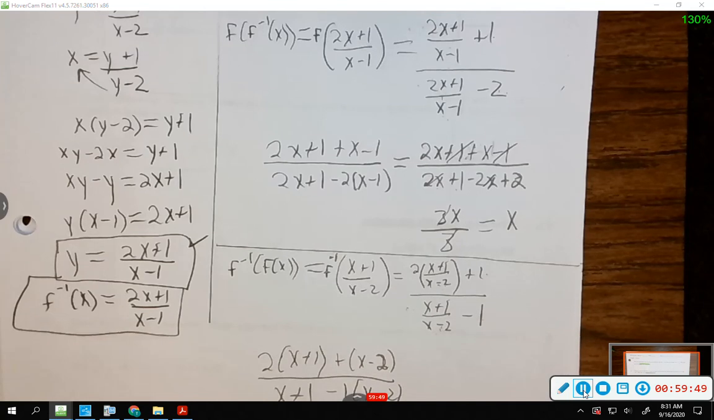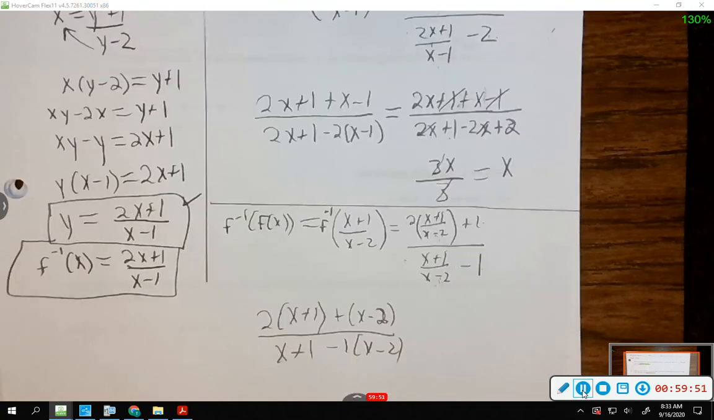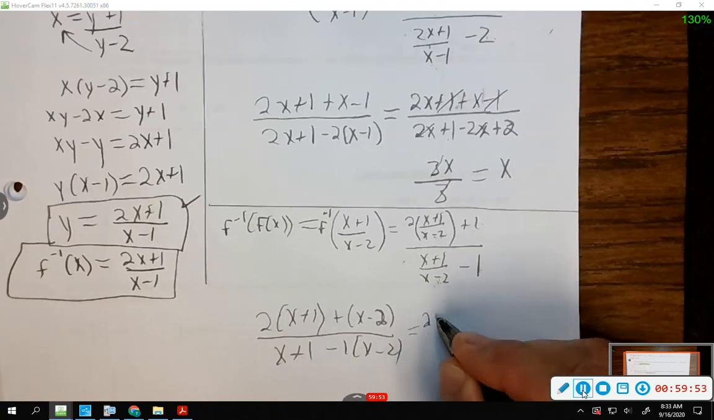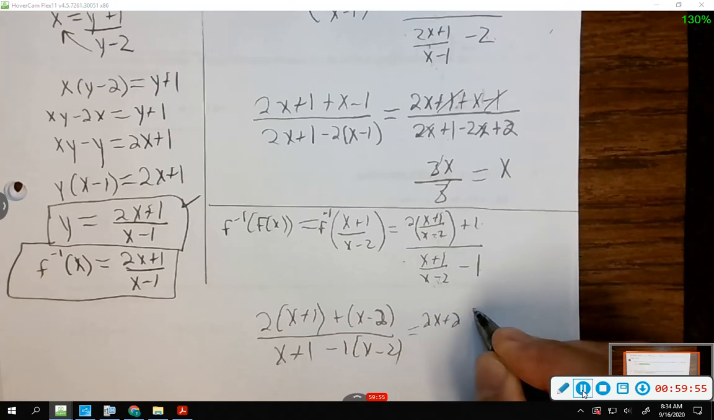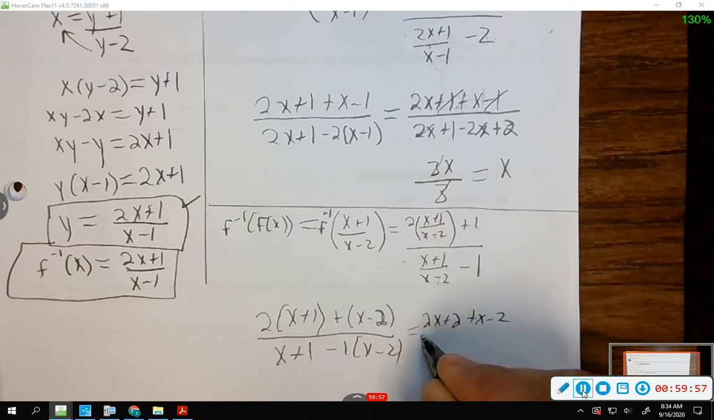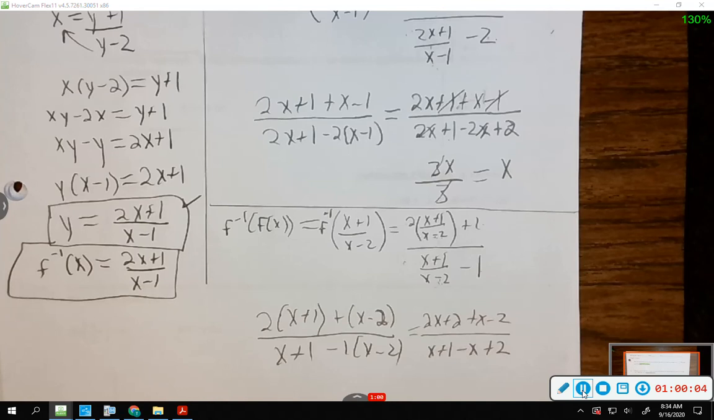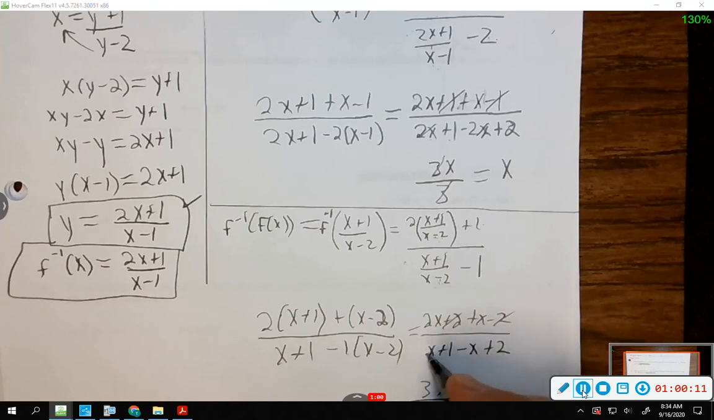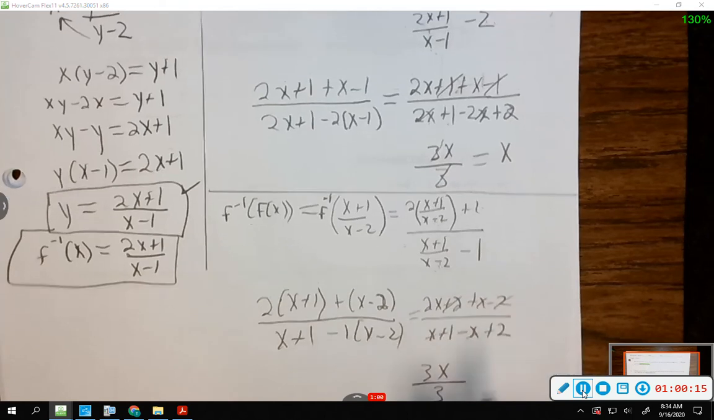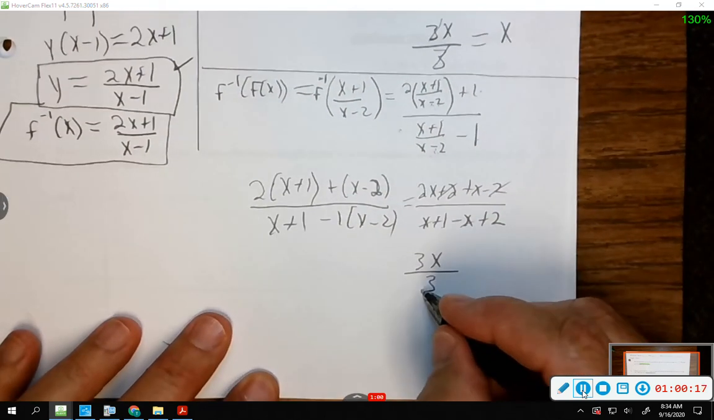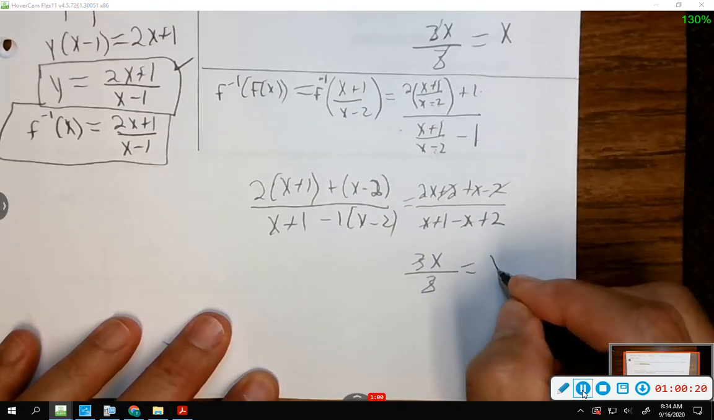So now if we distribute the 2, we get a 2x plus 2 plus x minus 2 over x plus 1 minus x plus 2. These terms cancel. 2x plus x is a 3x. These terms cancel. 1 plus 2 is 3. Never cancel terms and factors in the same step. But now I can cancel the 3 and we get x. It works. We got x out both ways.